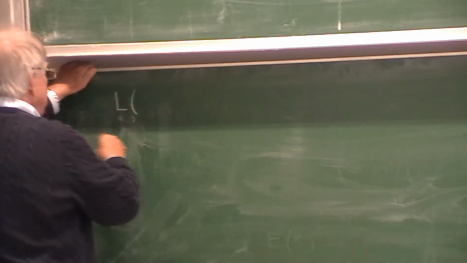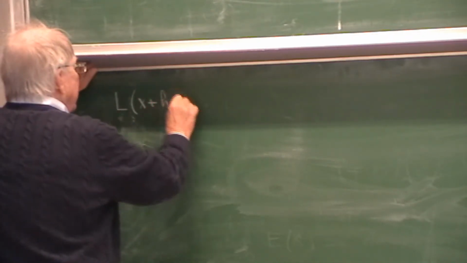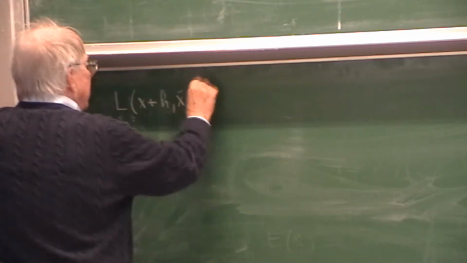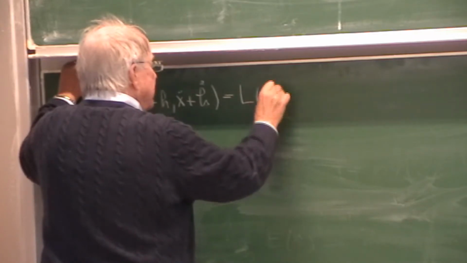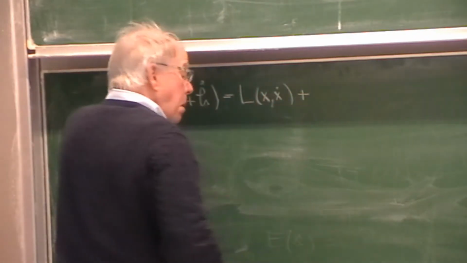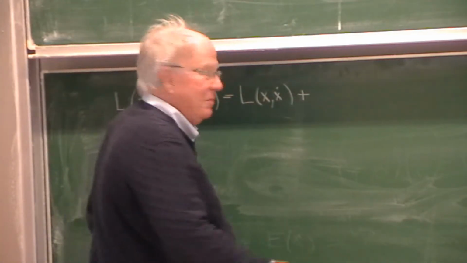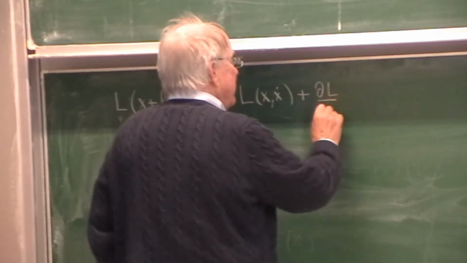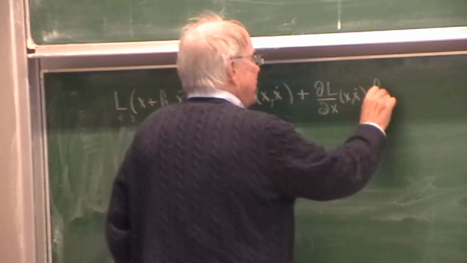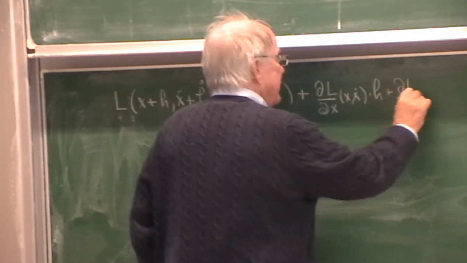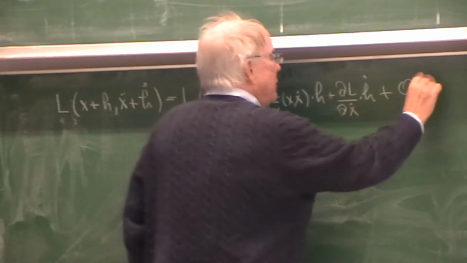So L, let's write the Taylor series: L of x plus h, x dot plus h dot equals, okay, you have to help me here writing a Taylor series. So, here we go. Partial derivative of L with respect to x, of x dot, times h, plus partial derivative of L with respect to x dot times h dot, plus order 2.